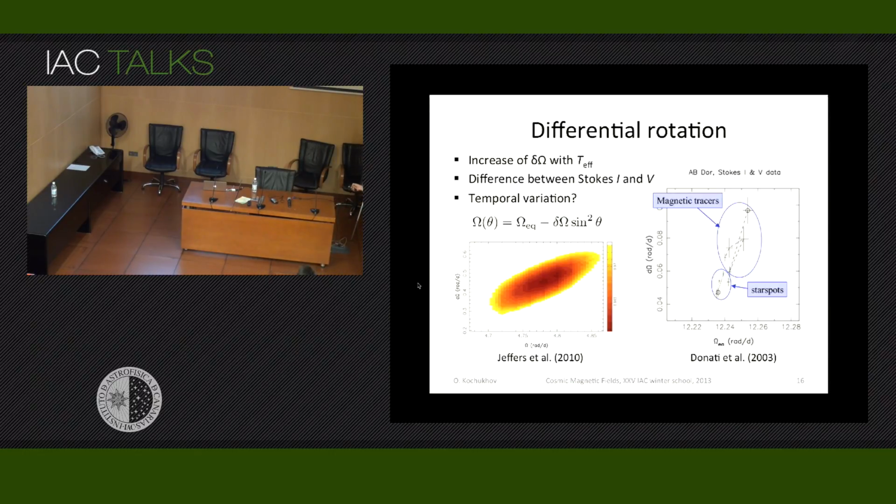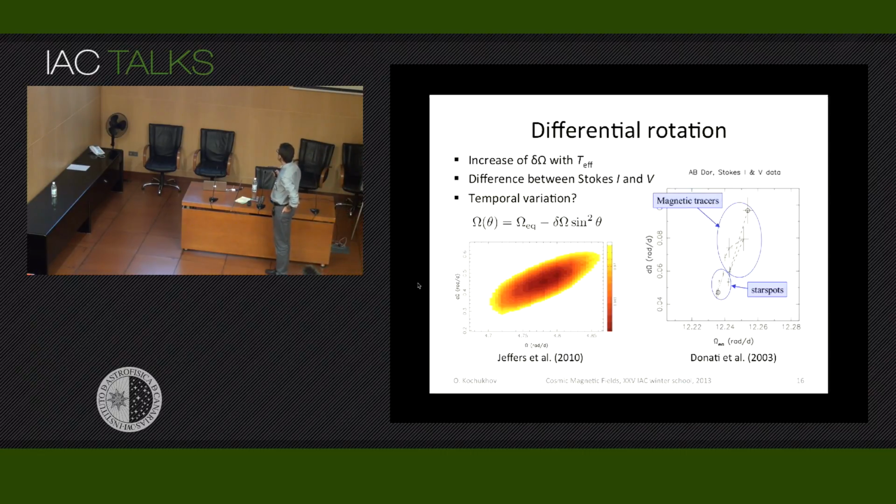Then for a grid of equatorial omega and delta omega, they repeated inversions and mapped the chi-square surface. Presumably this point corresponds to the best-fit combination of equatorial rotation and delta omega. So this corresponds to detection of differential rotation, and this is a fairly large differential rotation. For other stars, smaller values have been measured.